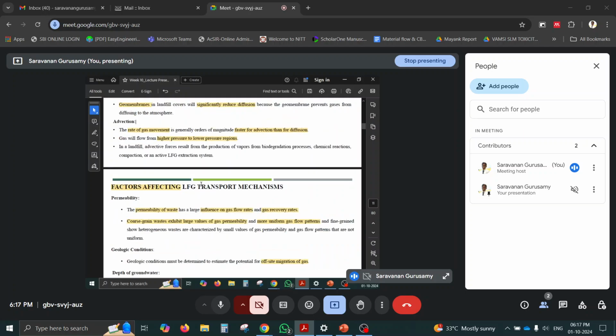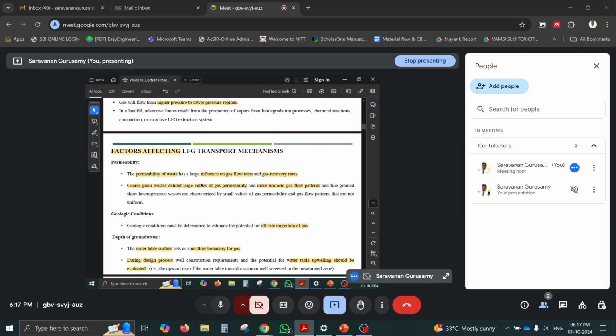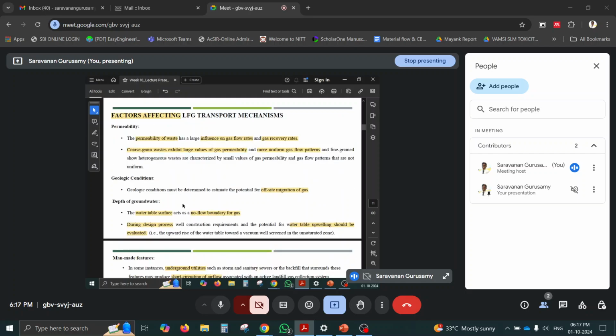Okay. So again, this transport mechanism will be governed by different factors. First one is permeability. Whenever the waste permeability is higher, the gas movement will also be at a higher rate, and it has a larger influence on the gas flow rates and the gas recovery rates. Coarse grain waste exhibits larger gas permeability, whereas fine grain particles are densely packed, and the movement of gas will be restricted.